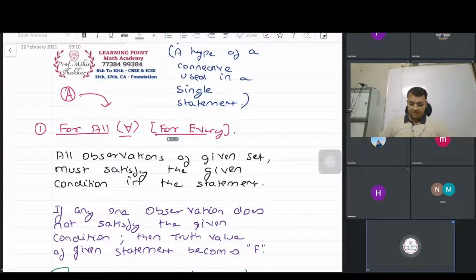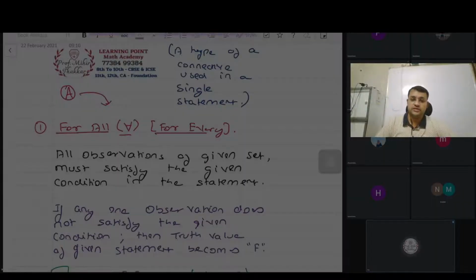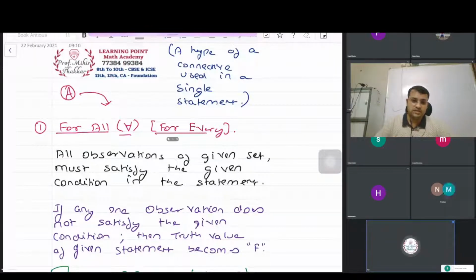So guys, in the last lecture we started with a new topic called quantifiers, and I had told you that the quantifier is a special type of connective which is used generally only for a single statement. There are no two statements in this. So only a single statement can be used with a quantifier. There are two types of quantifiers that we had seen. One is the for all quantifier, which can also be called for every, and the second one is the there exists quantifier, so for a certain value of x.